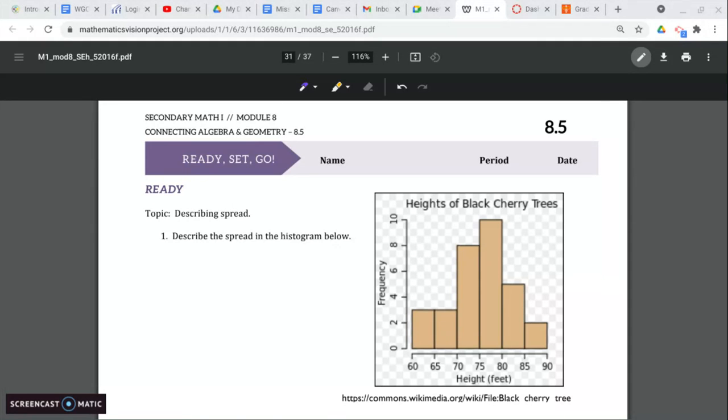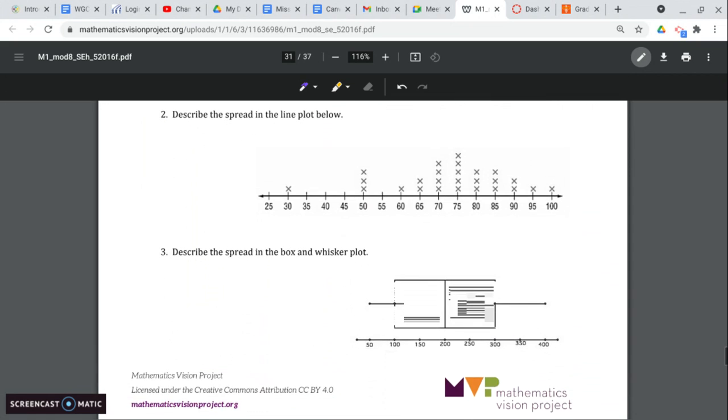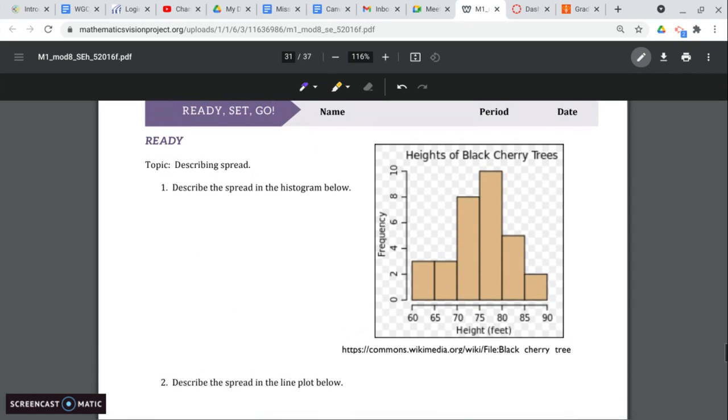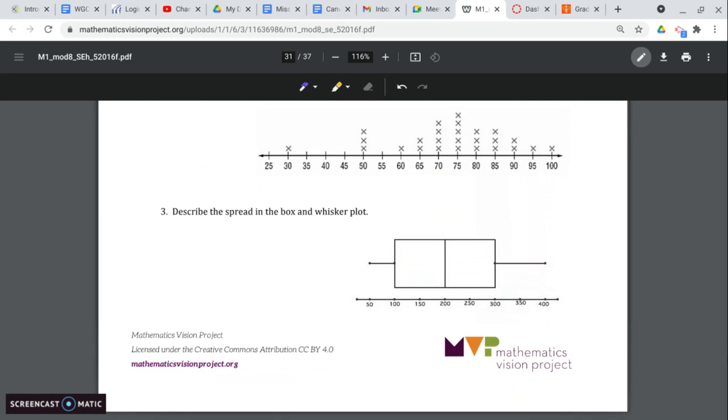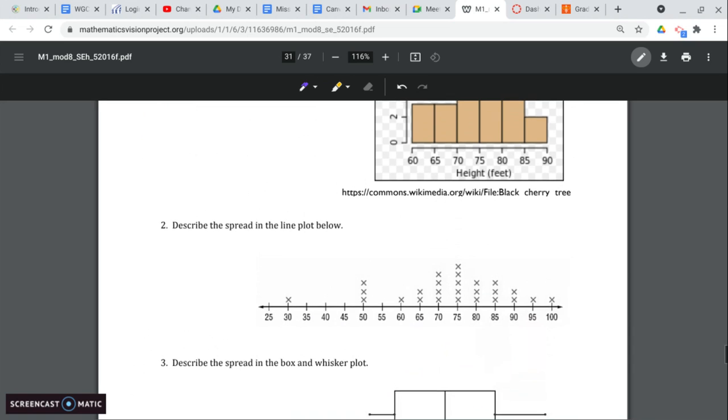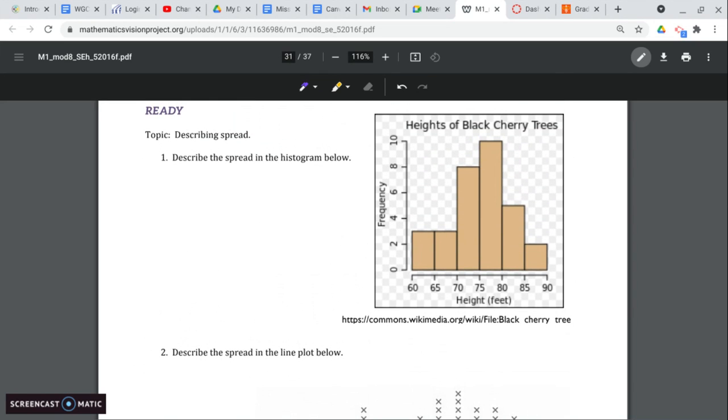So in this first part, we're looking at describing the spread. We've got a few different ways to represent data. In this first one, it's a histogram. The second one, it's a line plot. And the third one, it's a box and whisker plot. Different ways to describe the spread of data is to look at its range, decide whether or not it's symmetrical, state any extremes it might have or any outliers, that sort of thing.